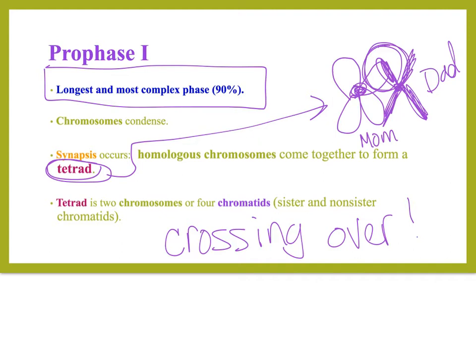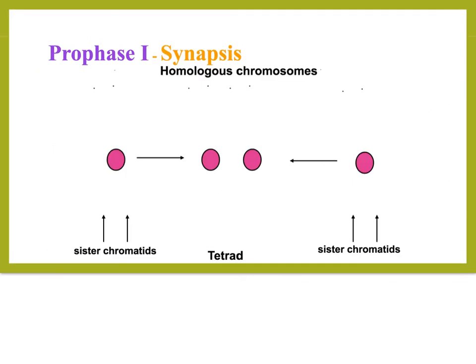So this would be like the sister chromosome. Like, if this is our mom's chromosome, this is a sister chromatid. This is a non-sister chromatid. So that's all that just means.